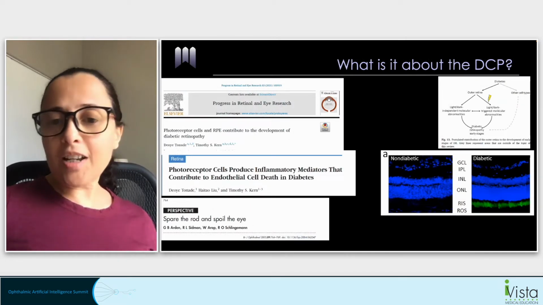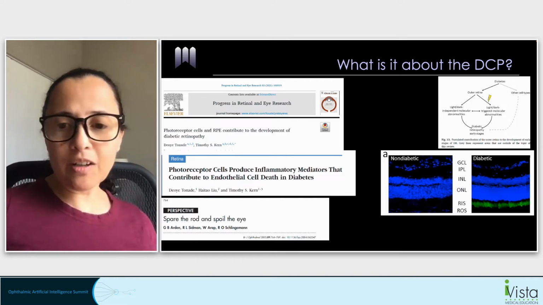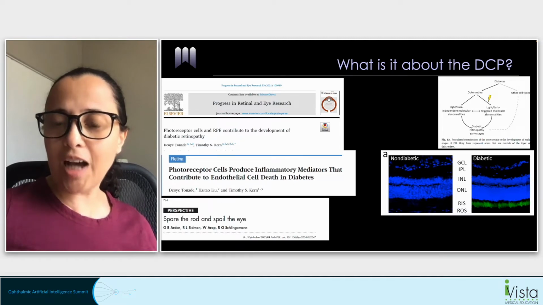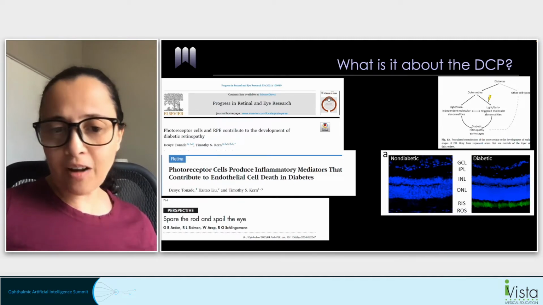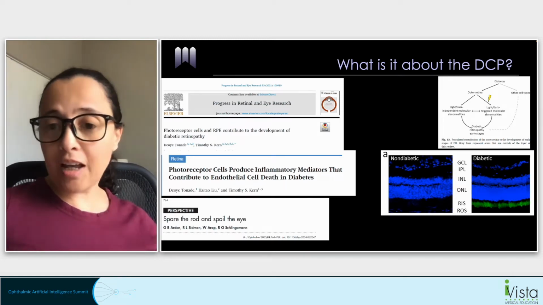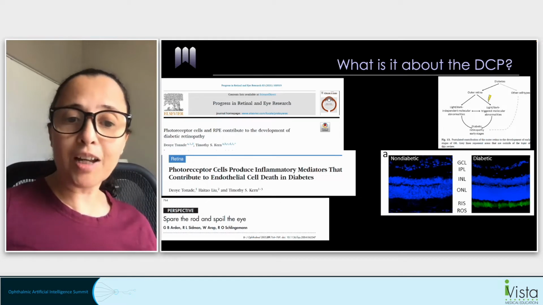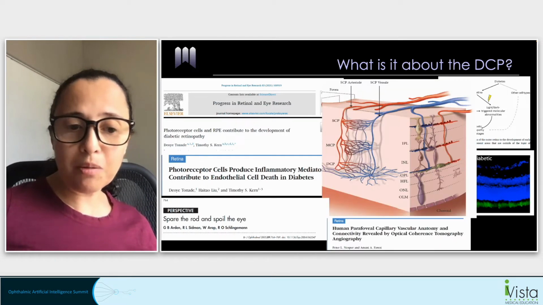And so what is it about the deep capillary plexus that makes it so highly predictive? If we look at the work by Tim Kern, he showed that the photoreceptors are really the highest producers of oxidative stress in the retina in a diabetic eye. So perhaps the presence of oxidative stress in the deep retina close to the deep capillary plexus could be contributing to this.